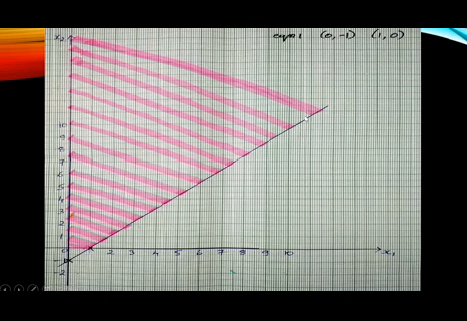It is a less than or equal to type constraint, so to the left of the line I am performing the shading. So this entire region is to be shaded for the first equation. Now consider the second equation. The second equation points were 0, 3 and 3, 0.